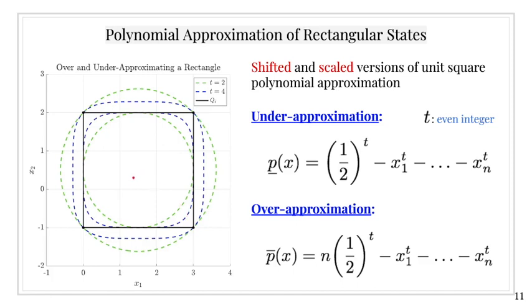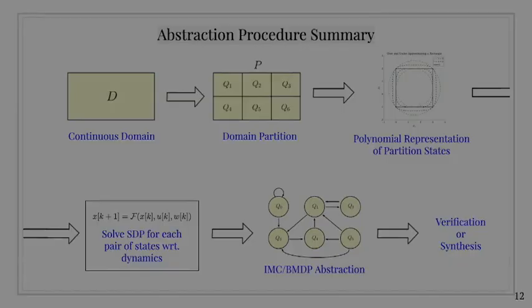To do that, we derive the following polynomial expressions which under-approximate the unit square with greater precision, as well as over-approximate the unit square as the value t increases. Note that the negative of the under-approximation gives you an over-approximation for the states outside of Qi. Then we can approximate any arbitrary rectangle by shifting and scaling these polynomials appropriately.